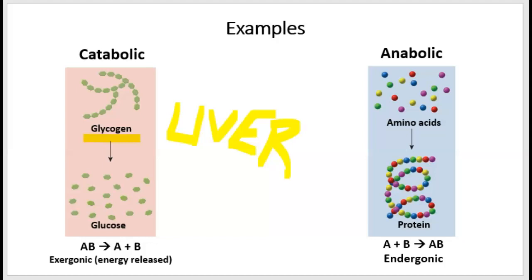An example of an anabolic reaction occurs when we build proteins. Think of a muscle enlarging when you do weightlifting. Individual amino acids are put together to make a larger molecule known as a protein. So that's an example of an anabolic reaction.